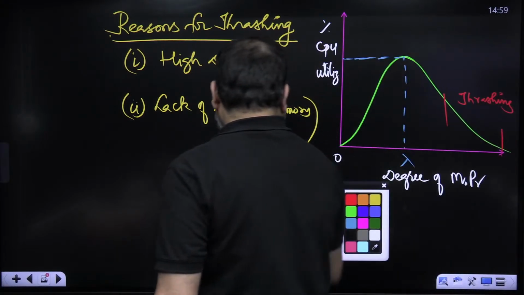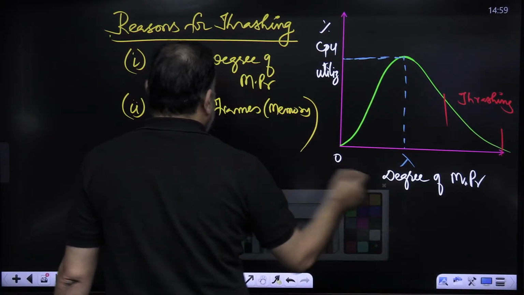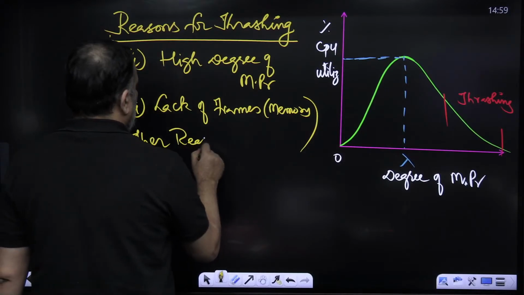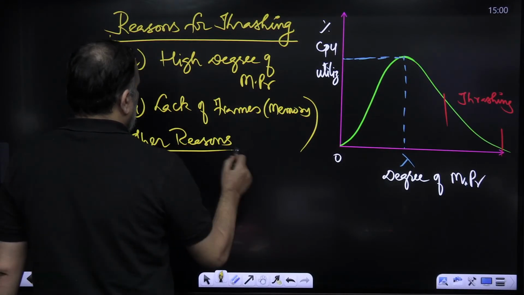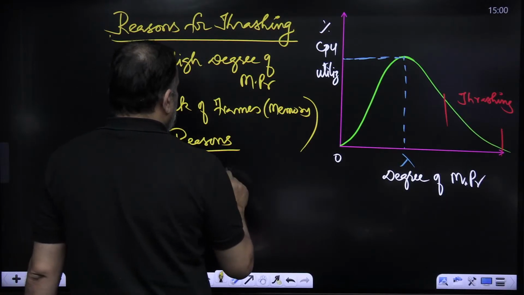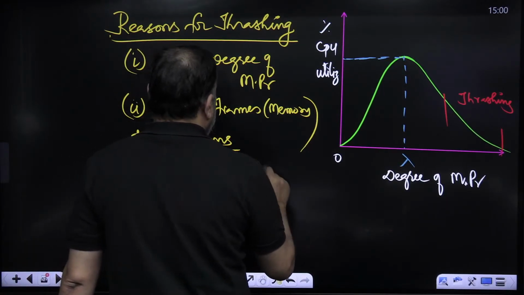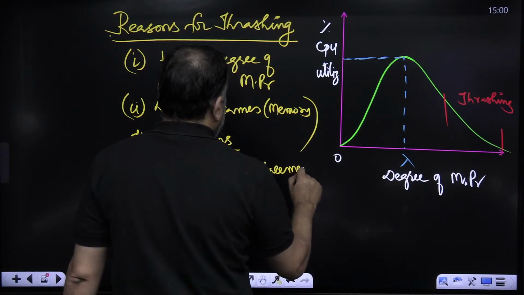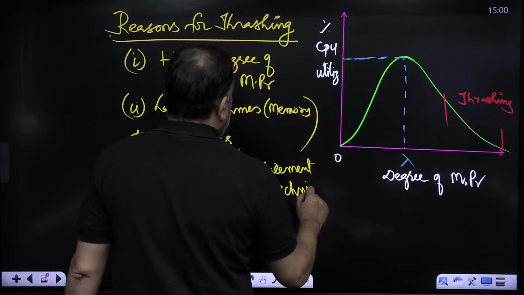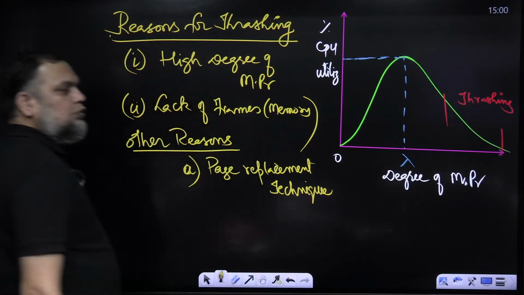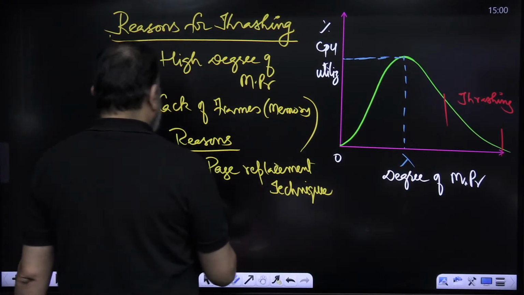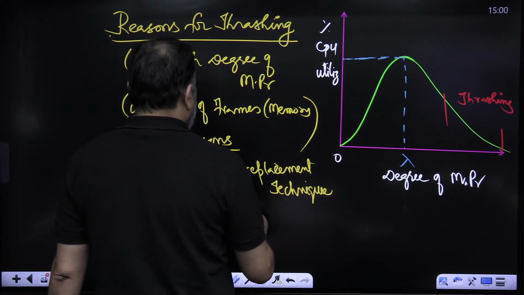There are other reasons that can contribute to thrashing. For example, the selection of appropriate page replacement technique plays a role. अगर आप एक अच्छी टेक्निक यूज नहीं कर रहे हो तो पेज फॉल्ट रेट बढ़ेगा. Page size will also have an impact on thrashing. Larger page size, smaller page size.